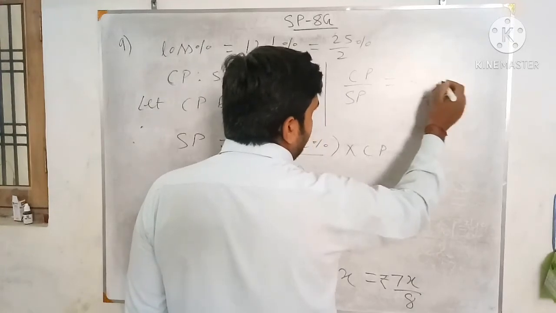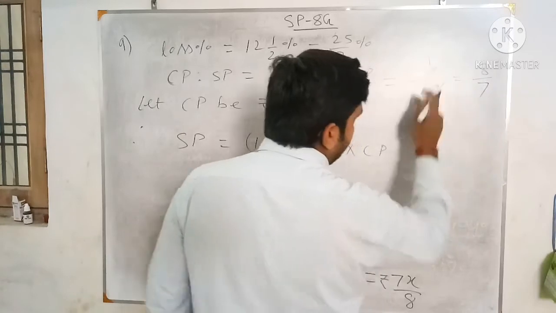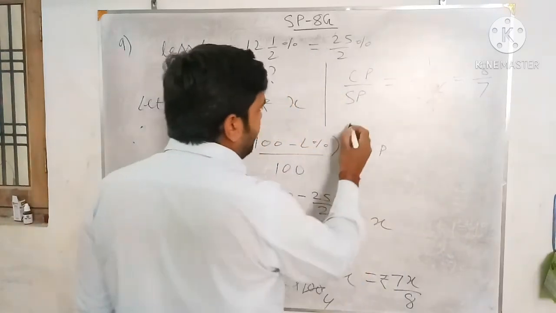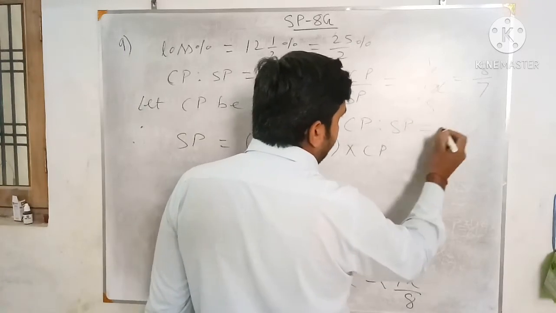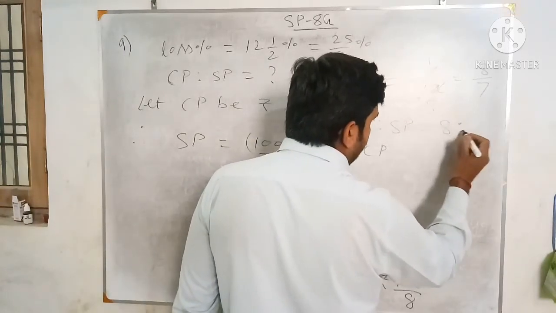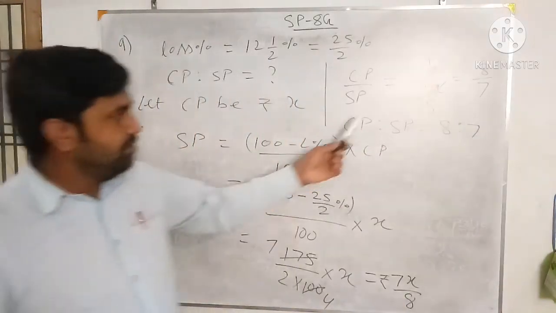This x cancel one times, so the value will be 8 by 7. This will become the reciprocal. So the ratio of the Cp is to Sp is 8 is to 7.